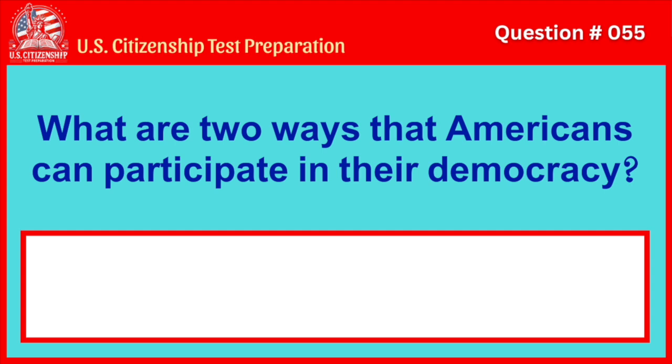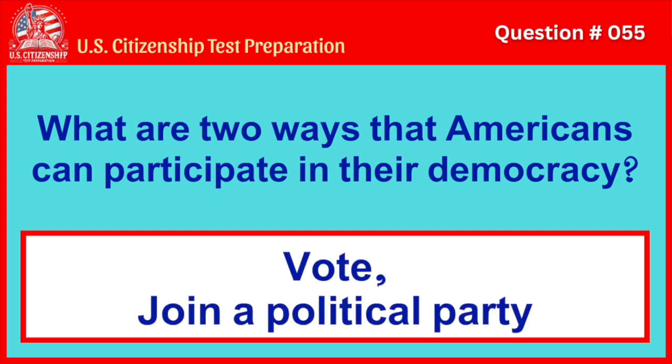What are two ways that Americans can participate in their democracy? Vote. Join a political party.